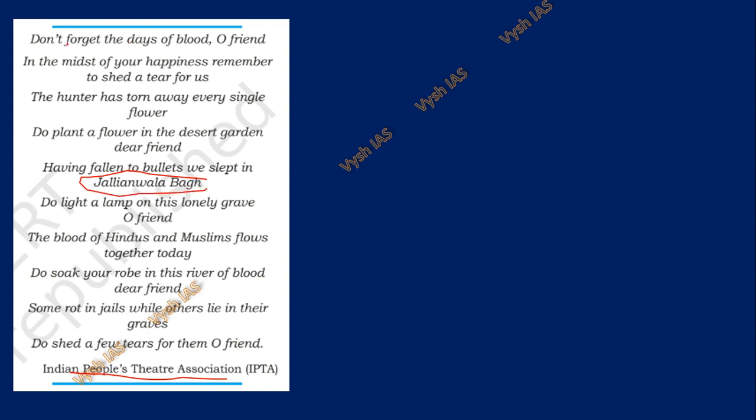But suppose UPSC asks, "Don't forget the days of blood, my friend," this poem is related to which historical event? None of us, including me, can answer this question, because there are multiple poems. Even this year, I think, Mahatma Gandhi's songs from prison or something, one poem or one song, that question came in UPSC 2022, I think. So that is why people from the UPSC board are taking up these kinds of things and asking you a question. So, don't forget the days of blood, my friend.